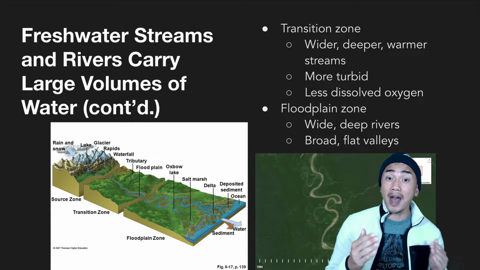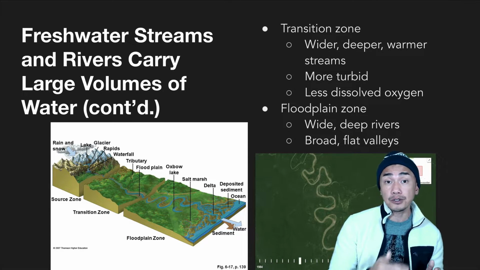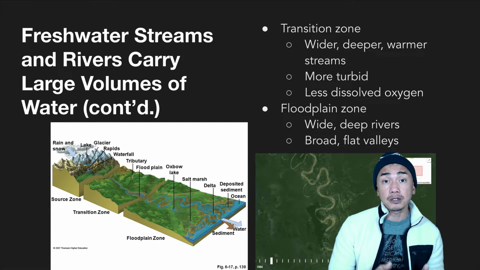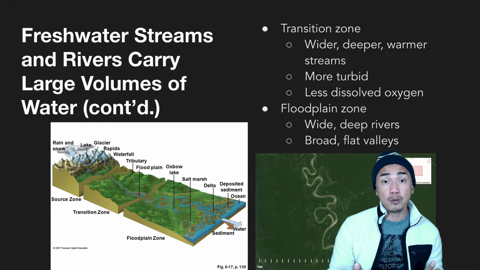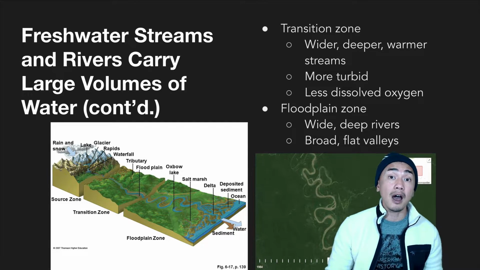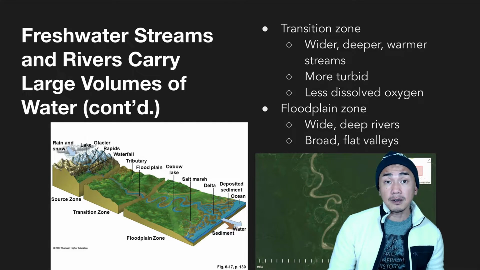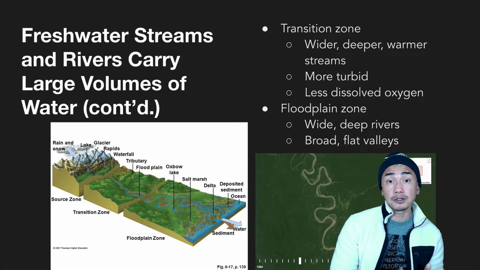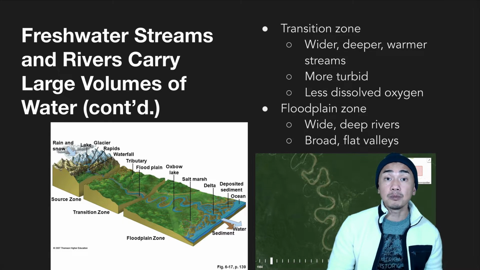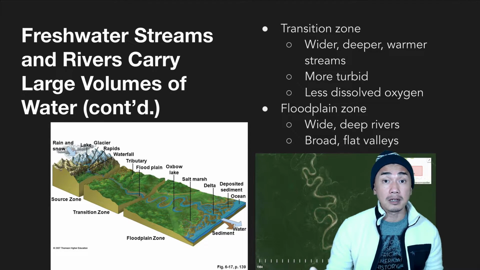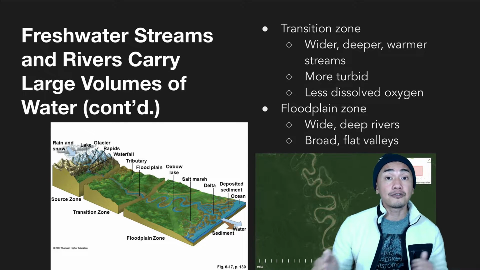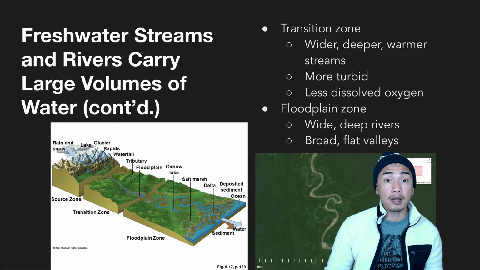As rivers move out of the mountains and the source zone, they move into the transition zone. Rivers here tend to be wider, deeper, and warmer. They tend to be cloudier or turbid and have lower dissolved oxygen. Finally, they make their way into the floodplain zone. Rivers here tend to be wide and deep. They tend to meander a lot, or curve and bend. They're often found in broad, flat valleys that are fertile because of the nutrients brought by the flowing water.